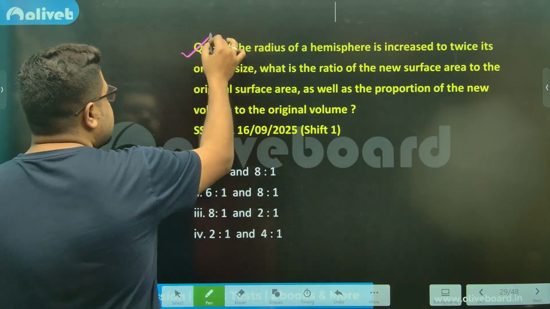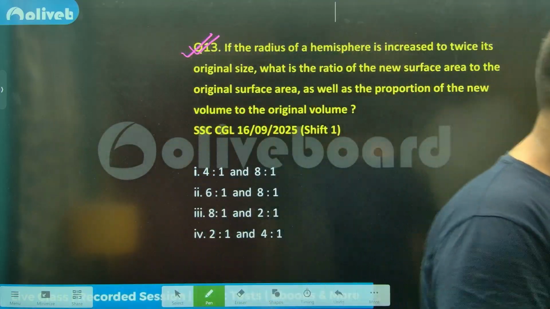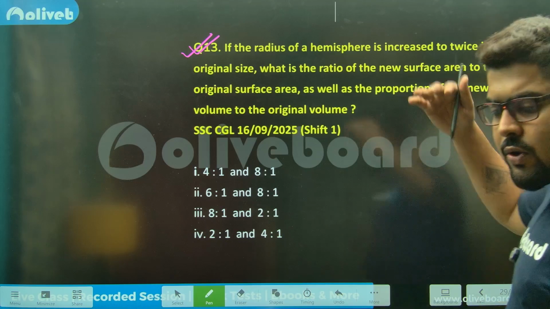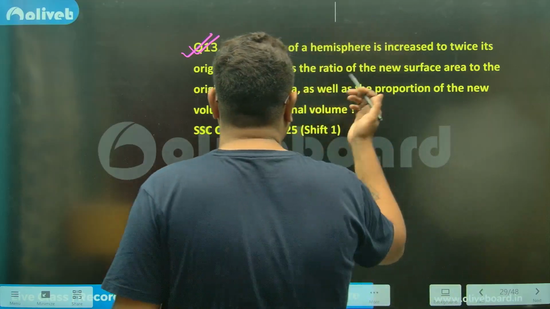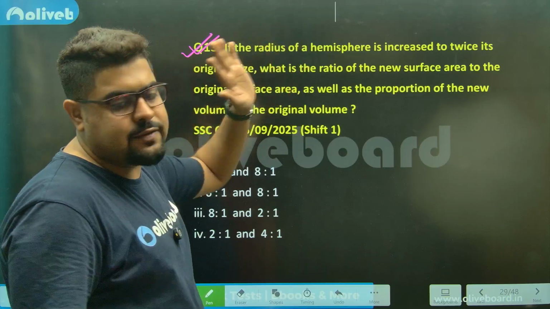Sir, next one, please. Please solve the next one. Jaldi se, sir. Everybody, very quickly, please solve this. Read the question, everyone. If the radius of a hemisphere is increased to twice its original size, the radius has been doubled. What is the ratio of the new surface area to the original surface area?